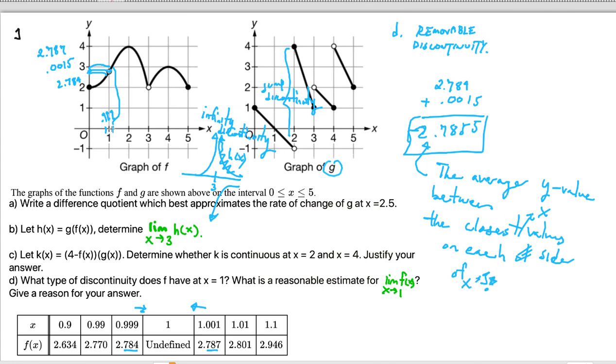These are the closest x values: 1.999 on one side of 1, and on the other side of 1, the closest to it is 1.001. So it makes sense that if I'm looking for the y value between the two, I take the average of the two y values, and that gives me roughly what this value should be at exactly 1, the limit, what it's getting closer and closer to on each side.